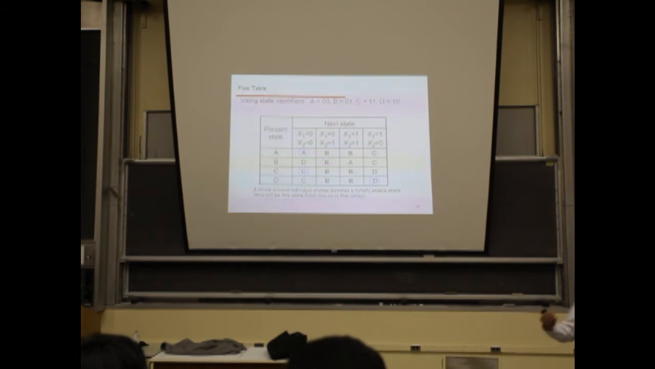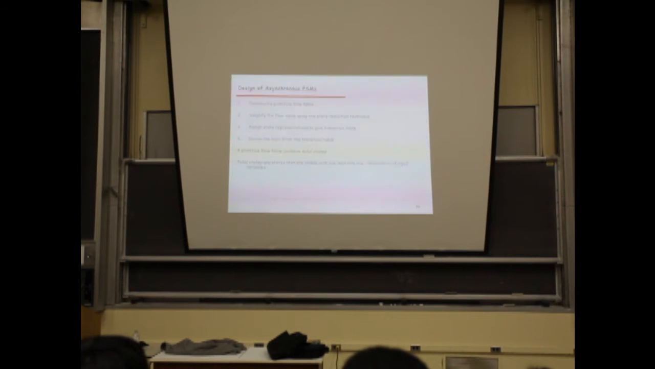Analysis. You go back, the opposite, because we came up with the state variables, now we go back to the state names. So you can choose A, B, C, D as the state names and so on, okay? Design of asynchronous circuits. Are there any questions so far on the analysis?